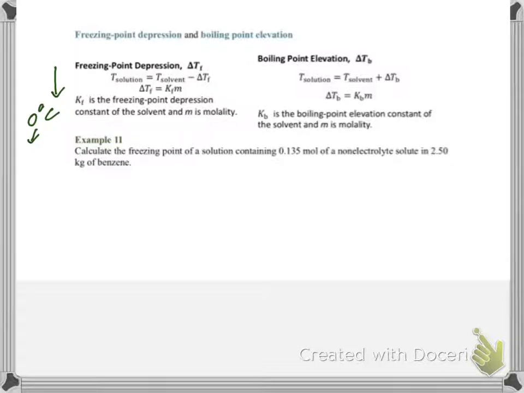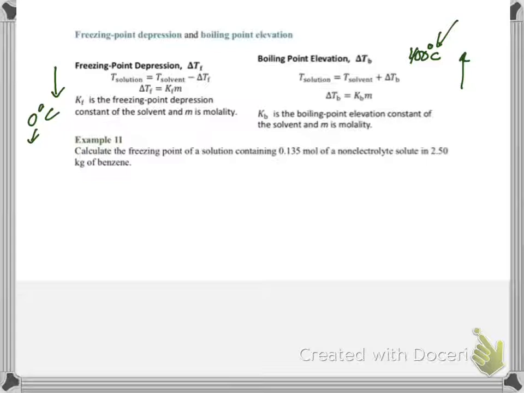On the other hand, let's say the water boils at 100 degrees Celsius, and if you add a solute, the solute has to be non-volatile, and what it does is it elevates the boiling point. And as we can see, if the vapor pressure is getting lowered, of course the boiling point will increase. These are the formulas that are given to you.